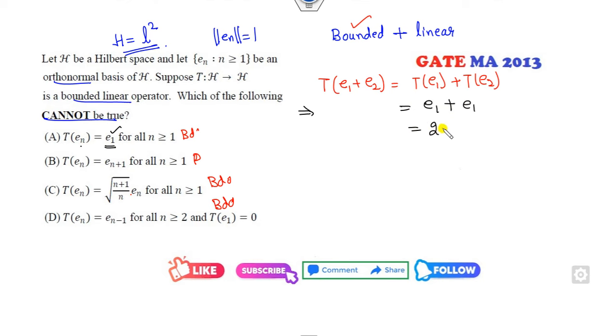So the right hand side is 2 times this. What is the left hand side? This is a single E1 because it is independent of this. So clearly these numbers are not the same, so it is not linear. So it means it is not true.